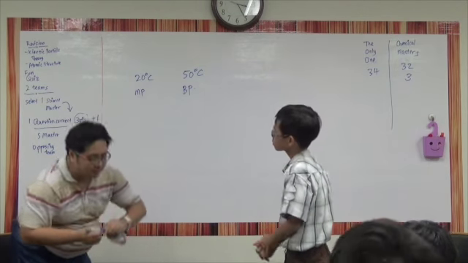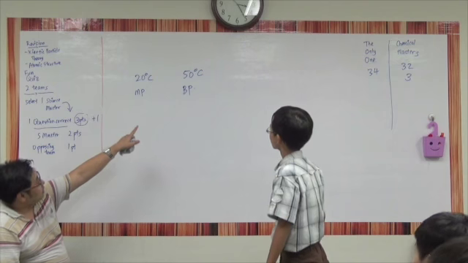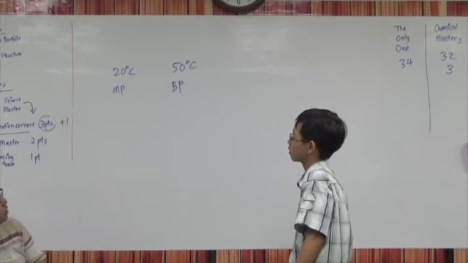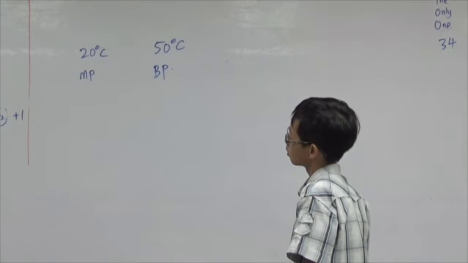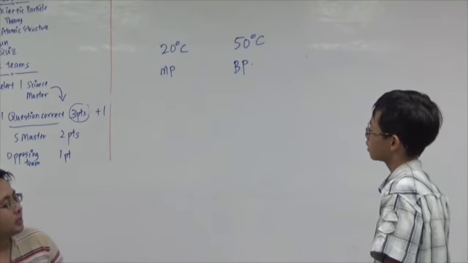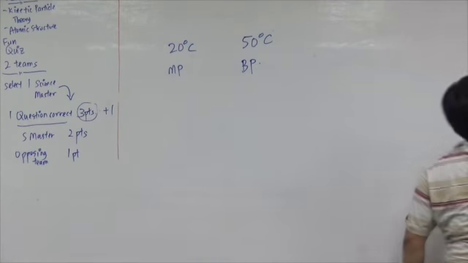Okay, there's this substance. It has a melting point of 20 degrees Celsius and a boiling point of 50 degrees Celsius. So now it's at room temperature, which is about 28 degrees Celsius. So this substance is in what physical state? Liquid. Yes, correct.